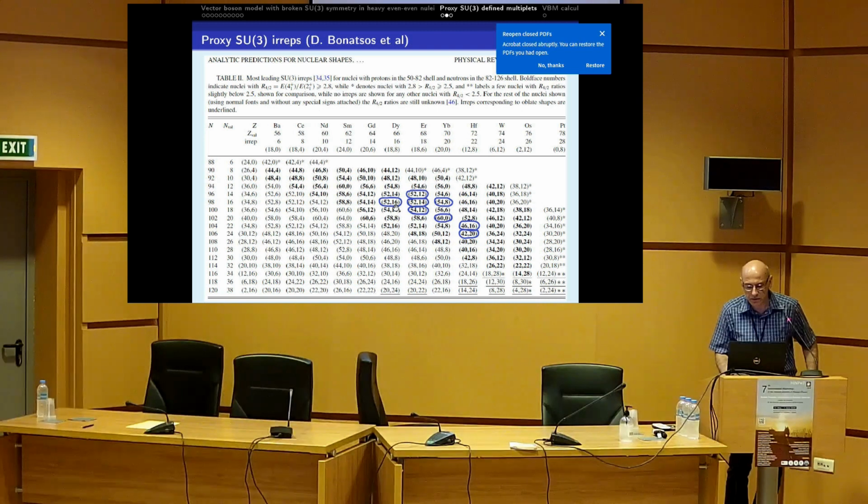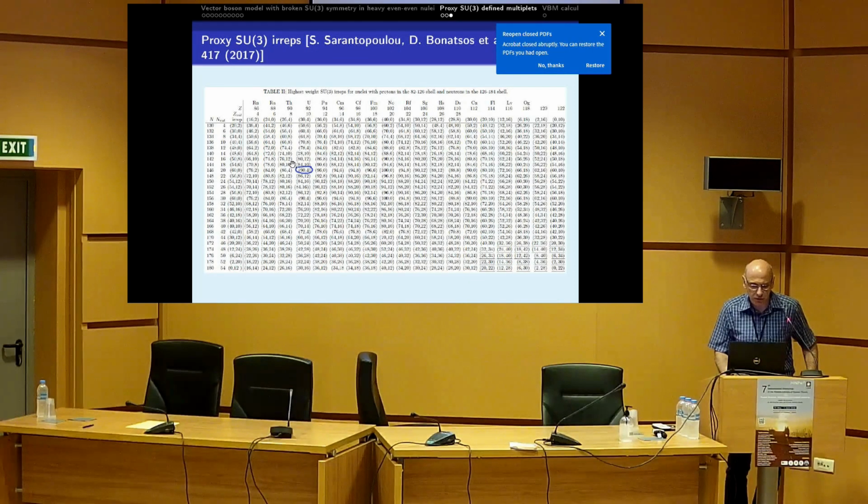You see that in most cases mu is a large number, and this number means that there are other virtually appearing bands which influence the structure of the ground and the gamma band. This is also the result.